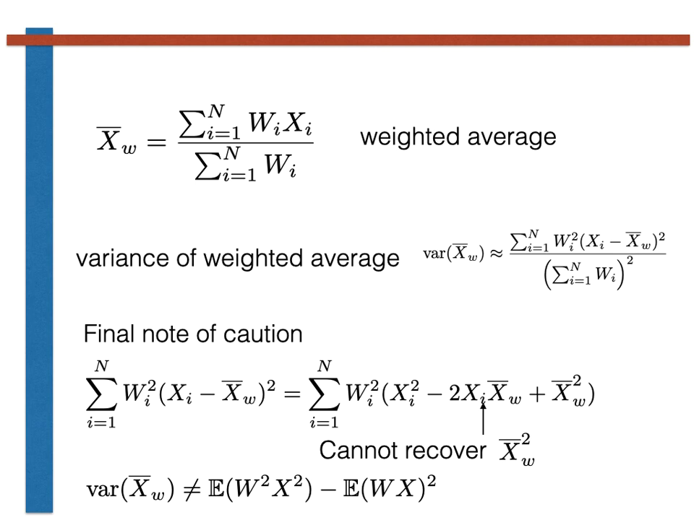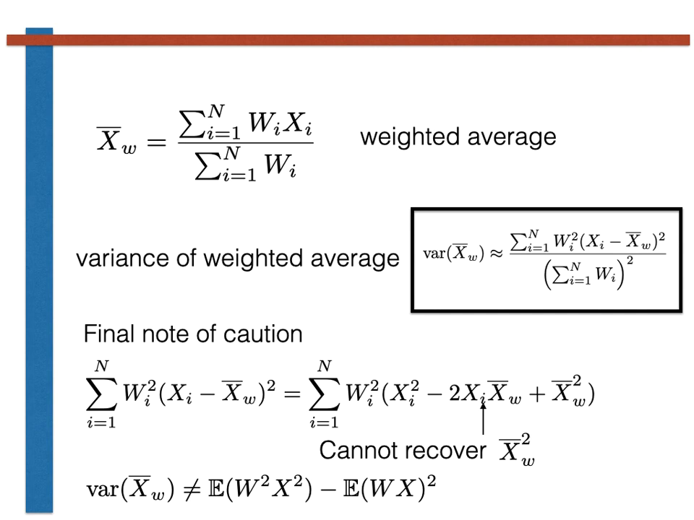When we calculate the estimator for the variance of the weighted average that is shown on this slide, we thus need to first estimate the weighted mean. Only once we have done that can we then use the expression that is now shown in the box to compute the variance of the weighted mean.